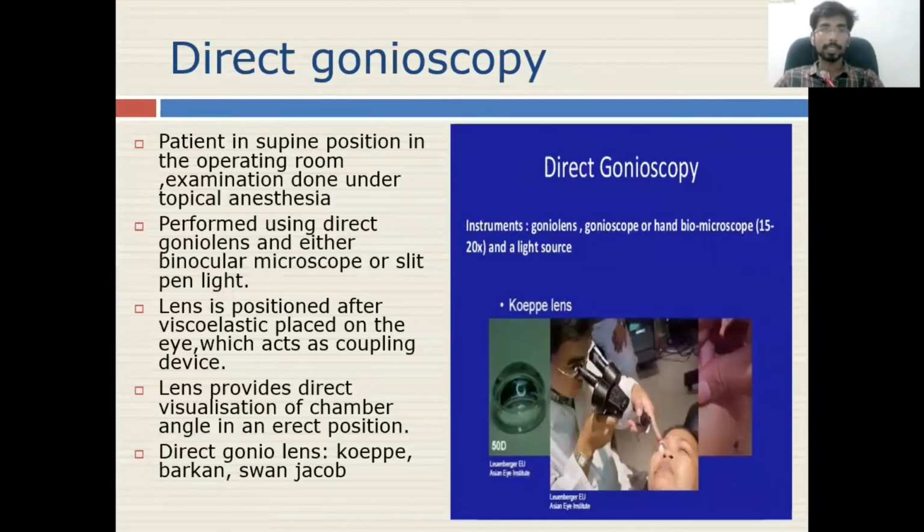Next we come to direct gonioscopy. In this, the patient lies in supine position in the operating room. Examination is done under topical anesthesia. It is performed using a direct gonio lens and either a binocular microscope or slit pen light. The lens is positioned after viscoelastic is placed on the eye, which acts as a coupling device, and the lens provides direct visualization of the chamber angle in the erect position. Direct gonio lenses are Koeppe, Swan-Jacob and Barkan lens. Here this is a handheld binocular microscope with slit pen light and the lens positioned on the cornea.